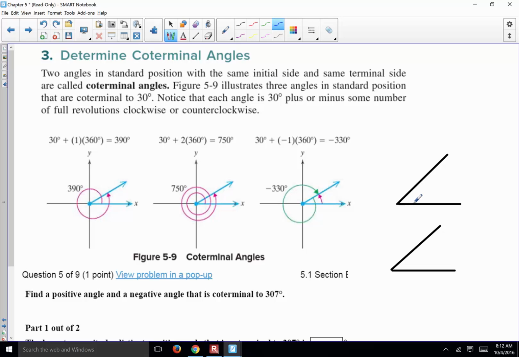But if I put this, are they the same now? Look, what does this arrow do? It says how much the initial side rotated to make this angle. It's a little bit, it's about 1/8 of a turn, right? But now look what I'm doing.